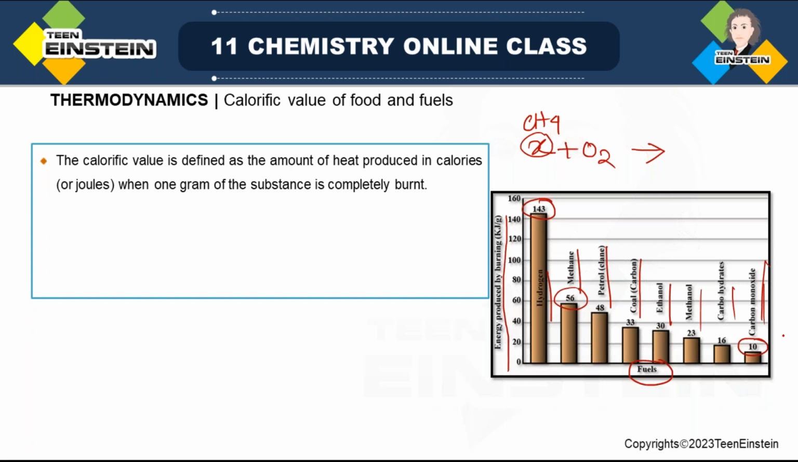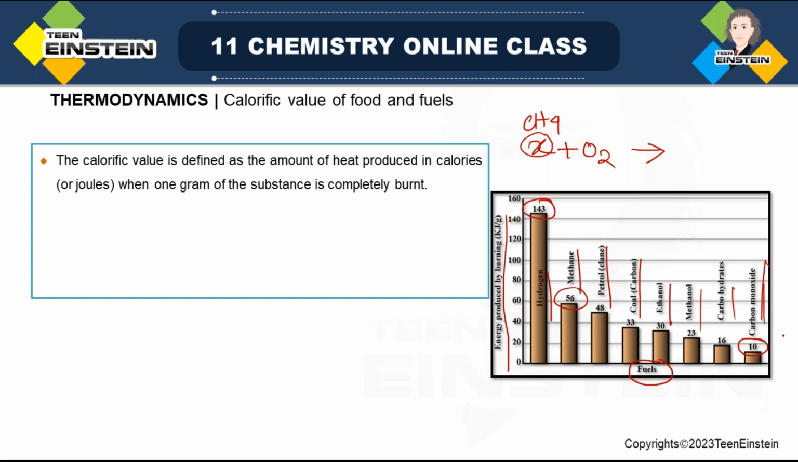Now why are these values important? Because just by looking at this chart, you can understand which fuel will be more efficient. The one that produces maximum heat will obviously serve as a better fuel, right? So hydrogen, as its value is maximum among all the substances you are seeing as fuel, is obviously the most efficient.